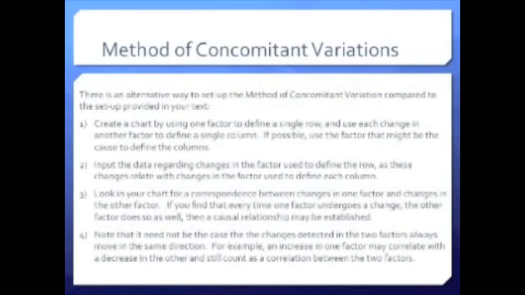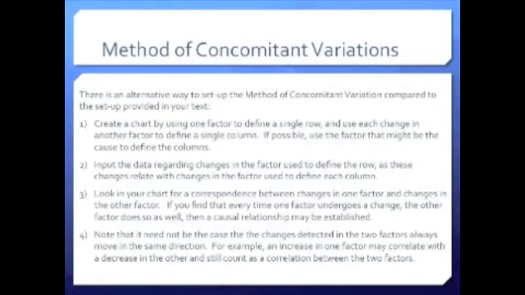In order to employ the method of concomitant variation, I will again introduce a setup that is different from the setup introduced in your text. You should be familiar with both. Your first step will again be to create a chart. This time, use one factor to define a single row and use each change in another factor to define a single column. If possible, use the changes in the factor that might be the cause to define each column.